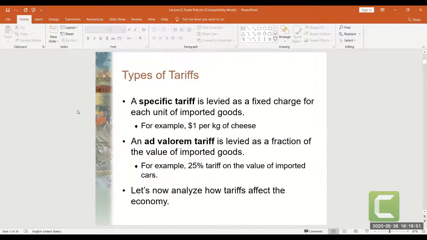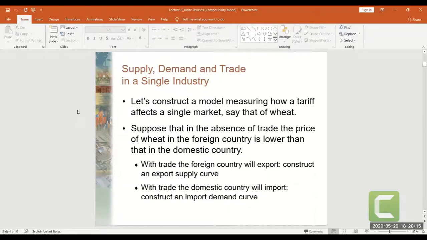So tariffs in general, and tariffs, as you know, are specific or ad valorem. Specific is a fixed charge, as you remember, while ad valorem is some fraction of the value of the imported goods. So it is a fraction of the value, whereas specific is per unit or per something. Anyhow, there can be two items.